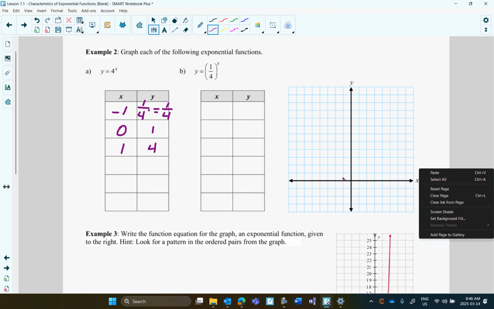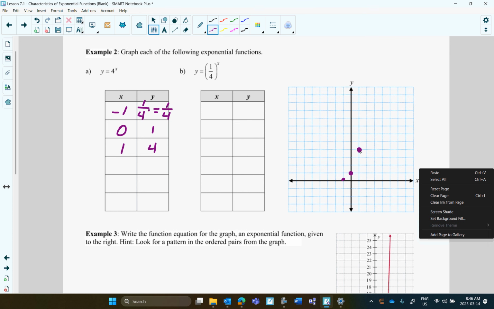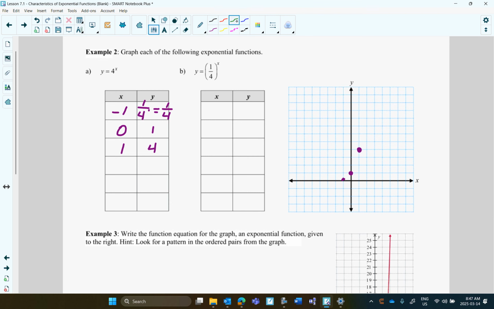So we're here, here, and here. And we know that it's curve shape, and we know that there's a horizontal asymptote at the x-axis for y equals 0. So it's going to look like this.